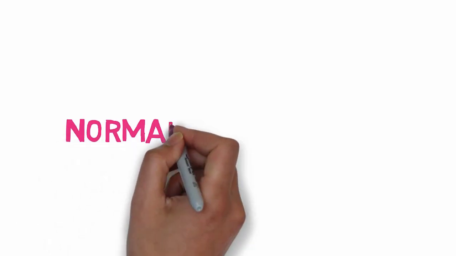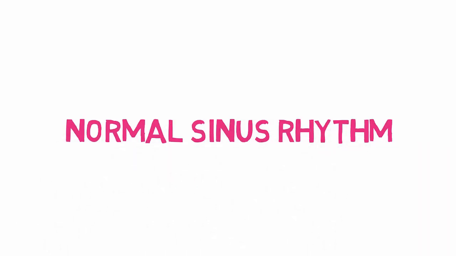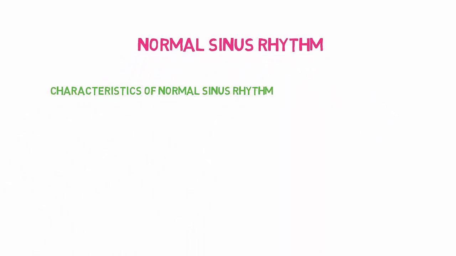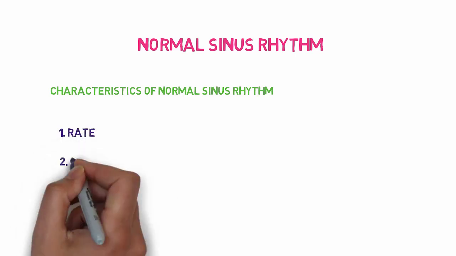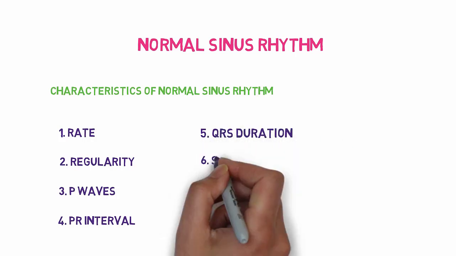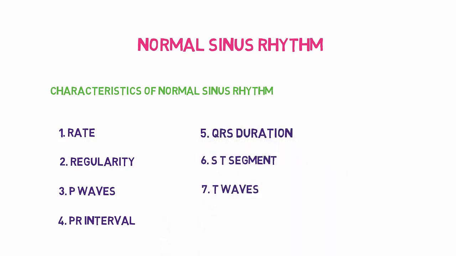We will discuss the characteristics of normal sinus rhythm. In order to understand the abnormalities in an ECG, first we have to understand its normal characteristics. I will explain 7 basic features of a normal sinus rhythm. They are rate, regularity, P waves, PR interval, QRS duration, ST segment, and T waves.